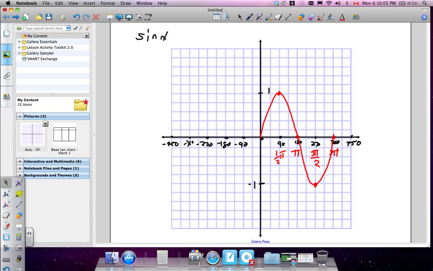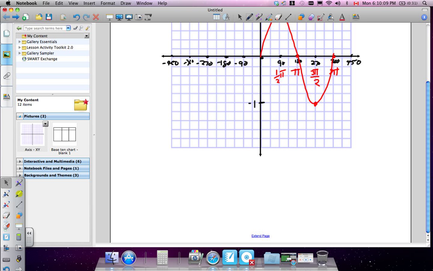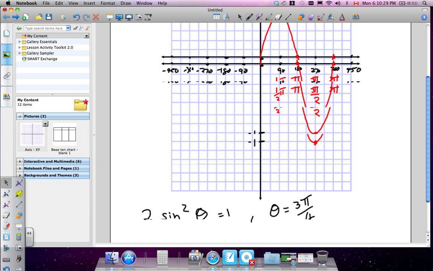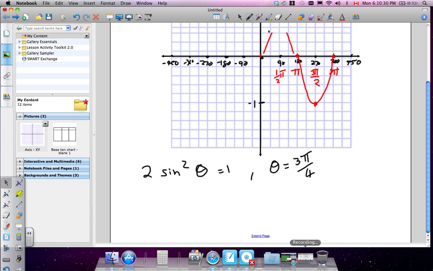The first question says, prove that 2 sine squared theta equals 1, and theta is equal to 3 pi over 4. Okay. Now, does she want you... Oh, here we gotta make sure.